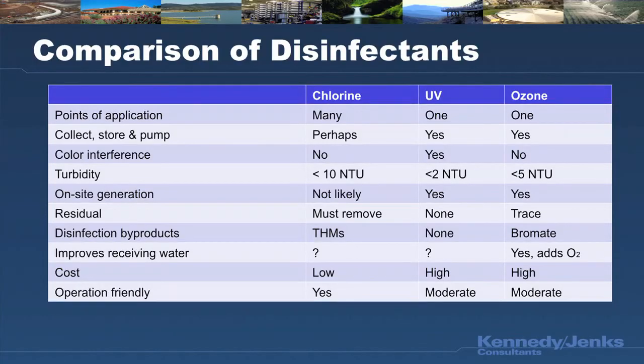In terms of points of application, some comparisons: UV is many. Typically with UV and ozone, you want to only have one of those because it's pretty expensive. In terms of collecting and pumping storage, not necessarily, I'll show you some case studies there. Typically with UV and ozone, probably. In terms of residual, you must remove the chlorine, non-trace. There are some disinfection byproducts. In terms of receiving water, if you use ozone, you add oxygen to your receiving stream, so it improves the water quality. Some generalized cost: chlorine is lower than UV and ozone.